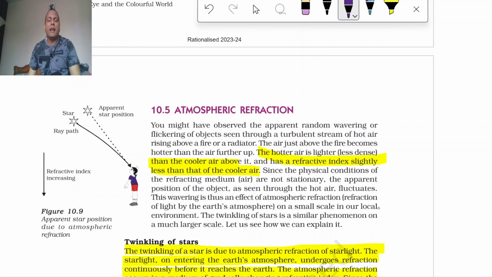So this is the second point. Now coming to atmospheric refraction.